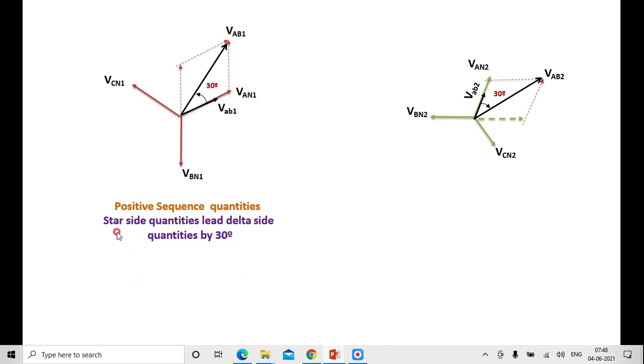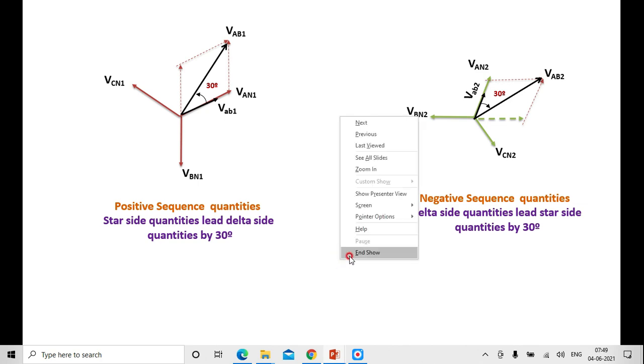The same statement I am writing here. Star side positive sequence quantities lead delta side quantities by an angle of 30 degrees, whereas for negative sequence quantities, the delta side quantities lead star side quantities by 30 degrees, or star side quantities lag delta side by 30 degrees. That is one and the same. This is what we call the phase shift in a star delta transformer.